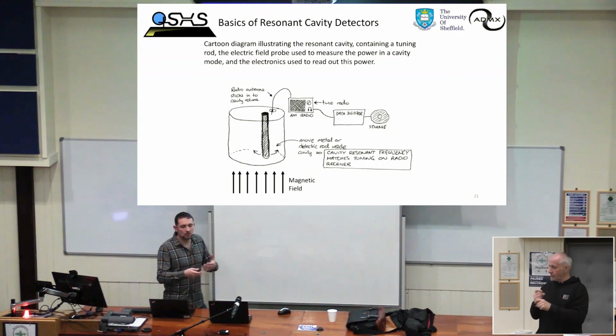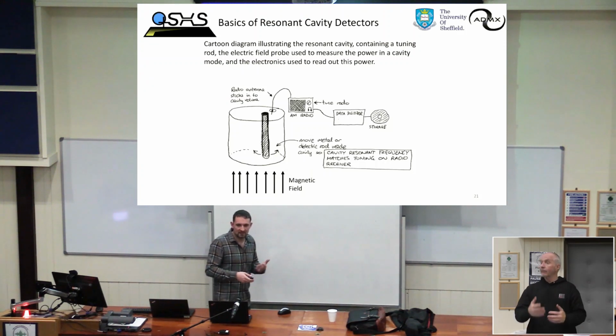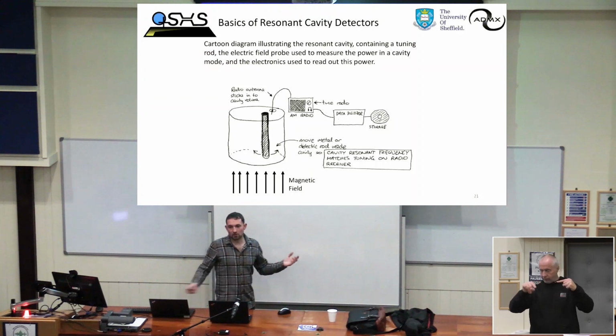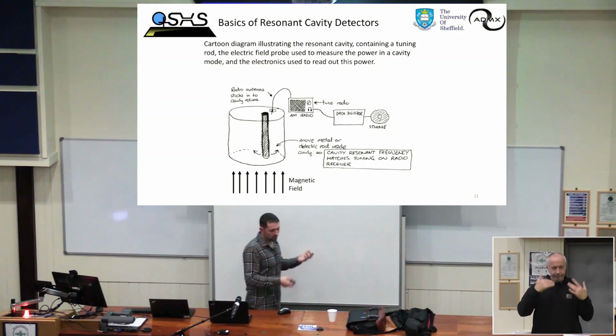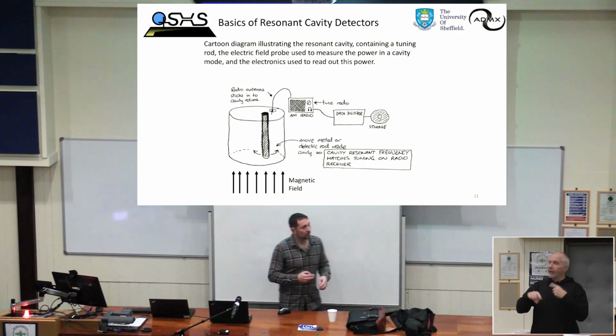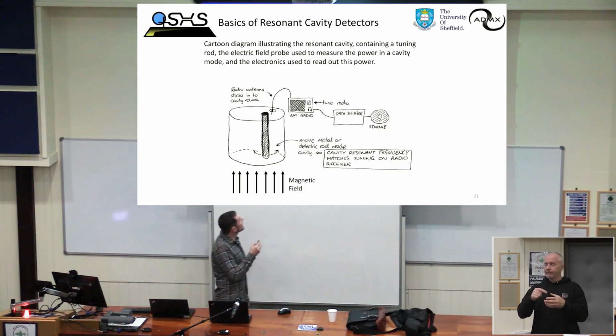Well, it's got a couple that it likes to resonate at. Well, we don't just want one. As I've mentioned, we don't know what the mass of this axion is. We don't know what frequency it's going to pop up at. So what we have to do is tune it. So we stick another rod in there and then we move it round.